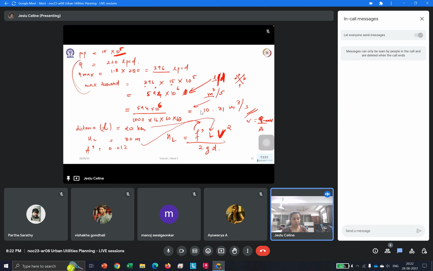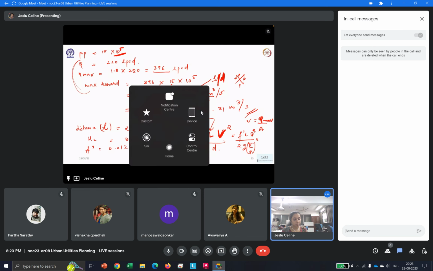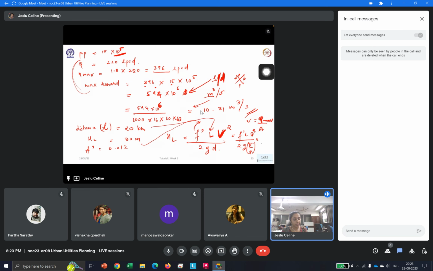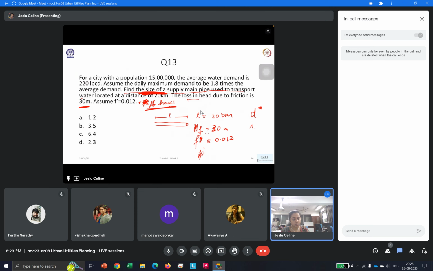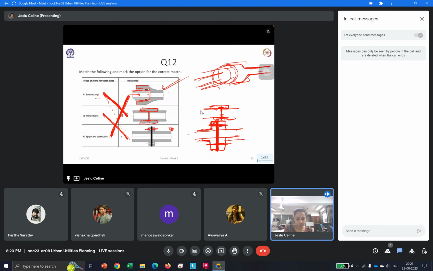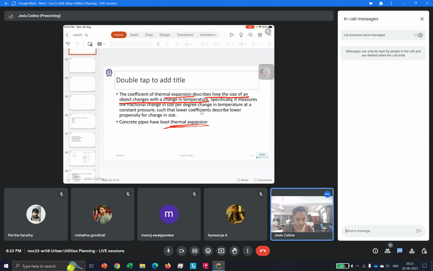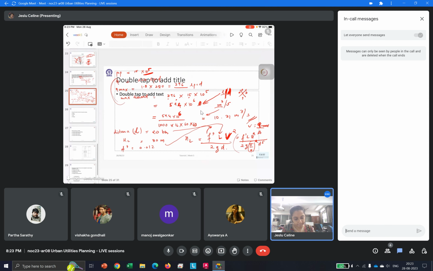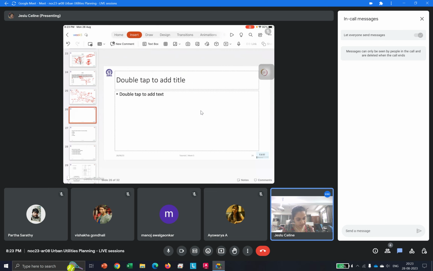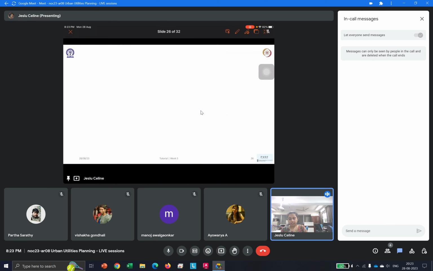We also know the formula in terms of Q by A, which we will write as F dash L Q square divided by 2G into pi by 4 the whole square into D raised to 5. This formula also we have written, right? So we will try solving with this formula. Let me just take one more sheet in order to solve that. Yeah, so we can solve.